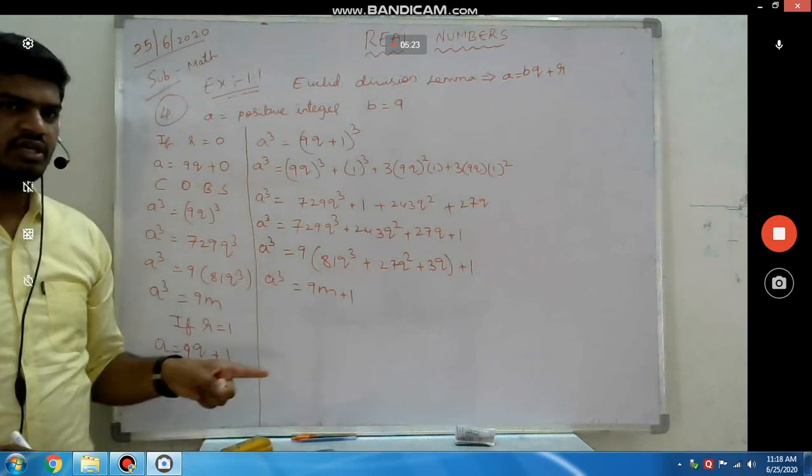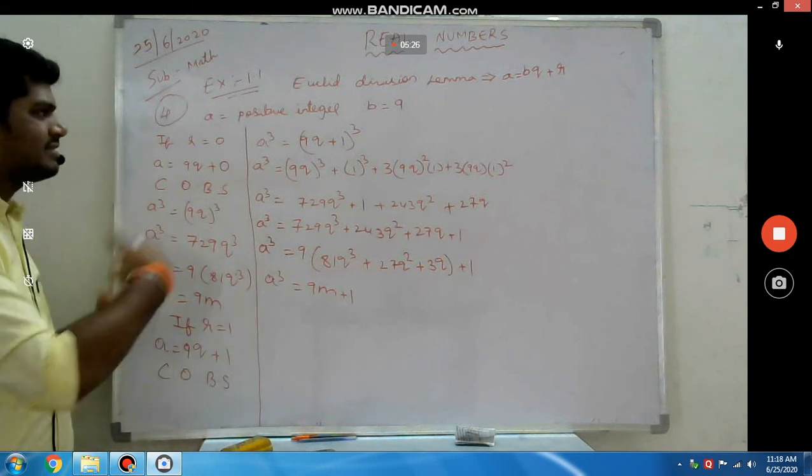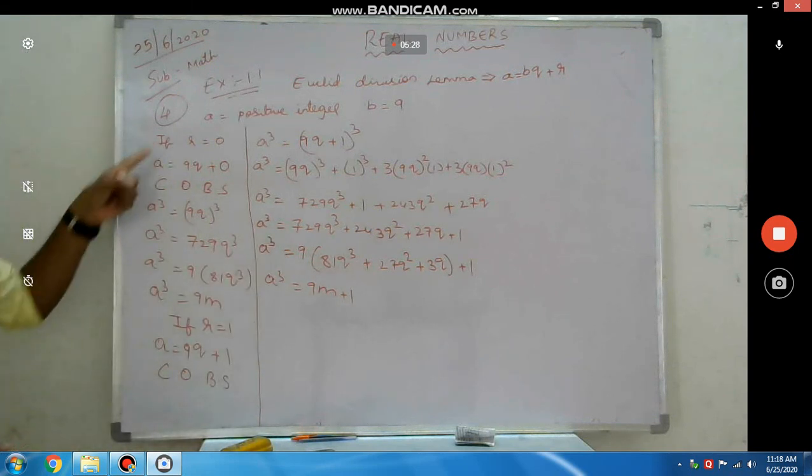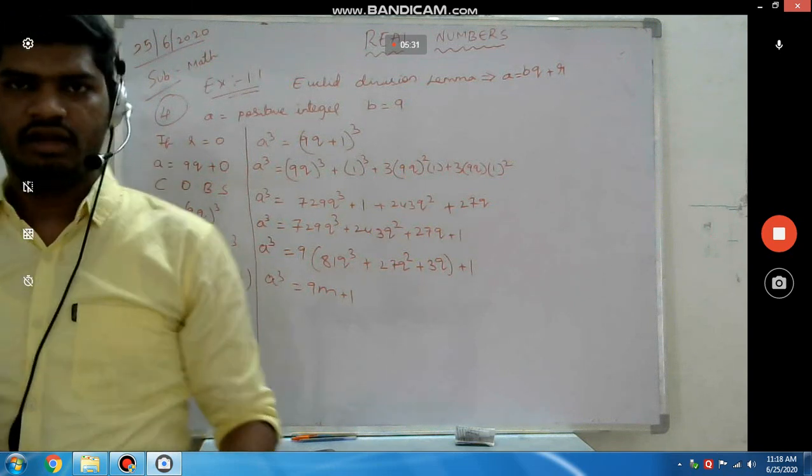Here, the cube of a positive integer, what did I get? 9m plus 1. Let's see the next case. 0 is completed, 1 is completed. Next, check the next case.